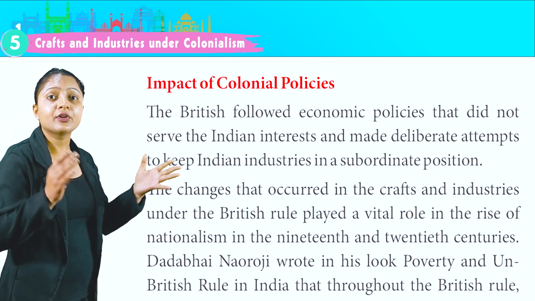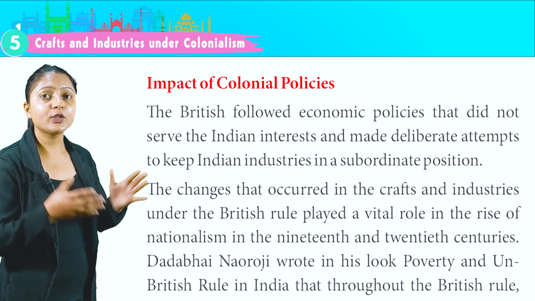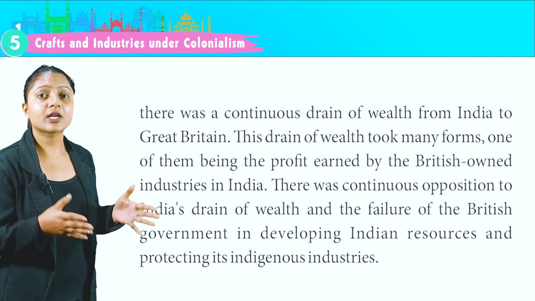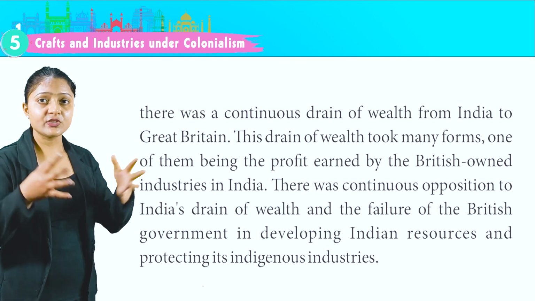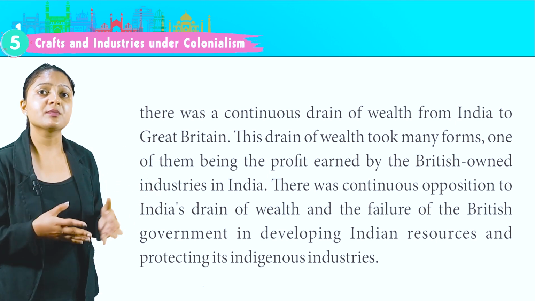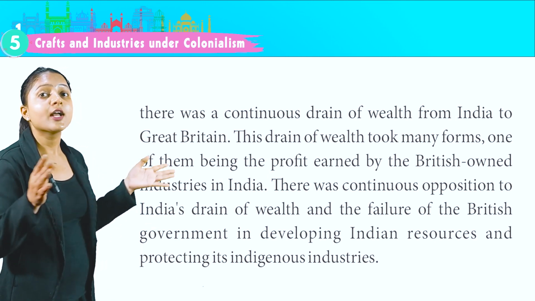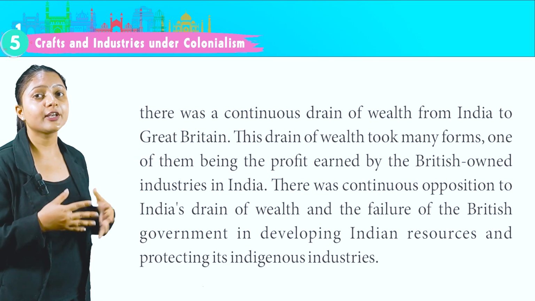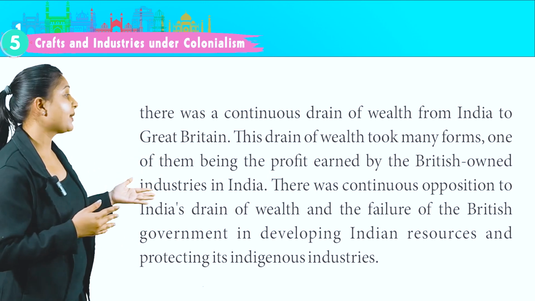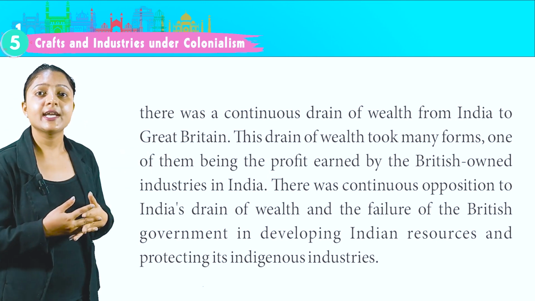Dadabhai Naoroji wrote in his book Poverty and Un-British Rule in India that throughout British rule, there was a continuous drain of wealth from India to Great Britain. This drain of wealth took many forms, one of them being the profit earned by British-owned industries in India. There was continuous opposition to India's drain of wealth and to the failure of the British government in developing Indian resources and protecting its indigenous industries.